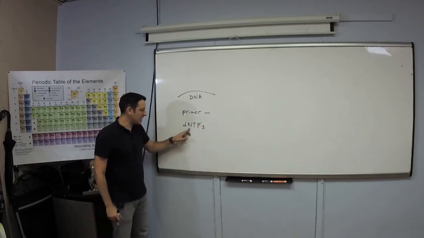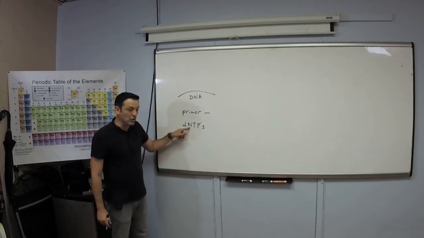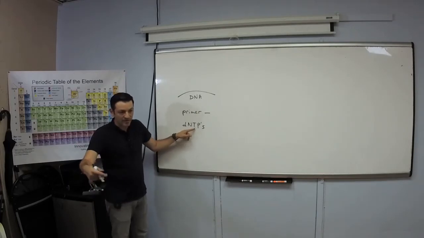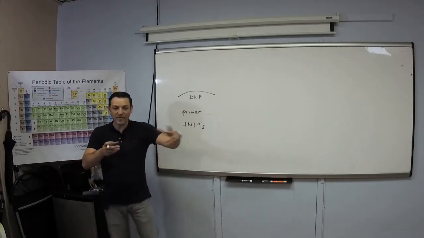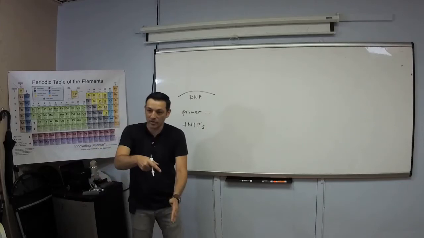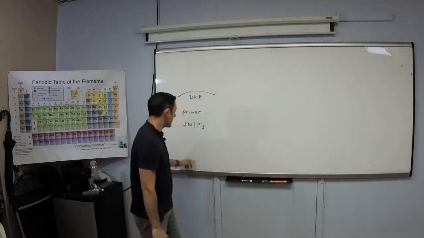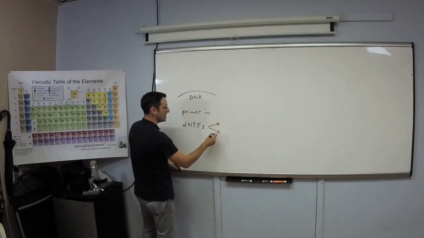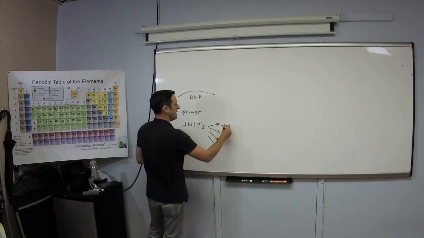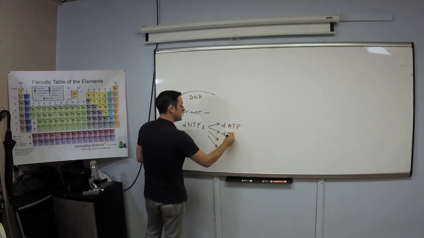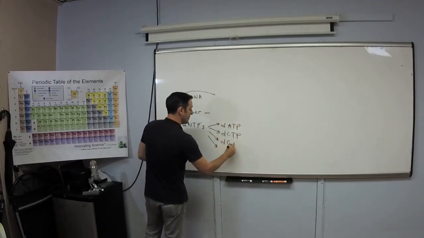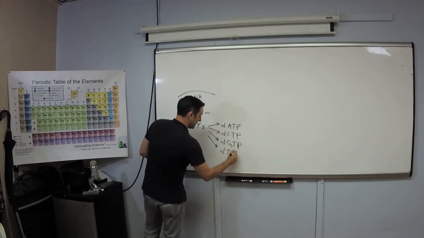The deoxy, listen to the language, deoxy nucleoside triphosphates. Why? Because the triphosphate is the thing that gets attacked and becomes the new end that does the attack, right? So what are the dNTPs? dATP, dCTP, dGTP, dTTP.